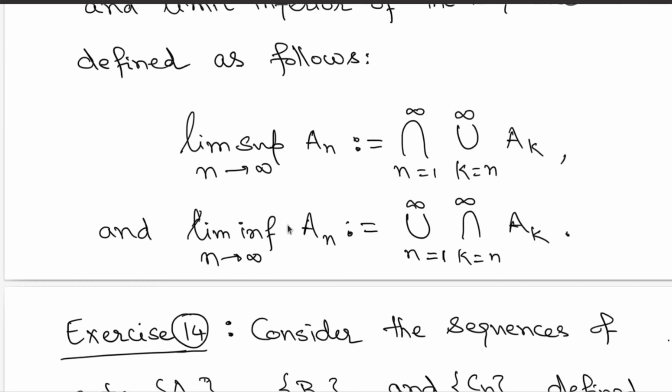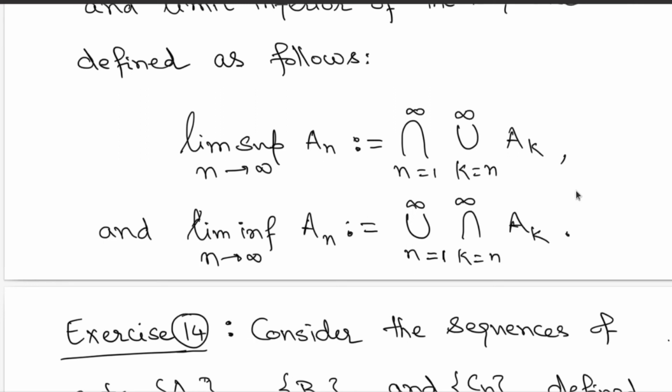And limit inferior is exactly the opposite thing. I first look at intersections from n onwards. That's the inner operation. And outside I am now looking at unions of all such things. So get used to these notations, limit superior of sets A_n and limit inferior of the sequence A_n. I have a sequence of sets A_n and I am defining limit superior and limit inferior this way.